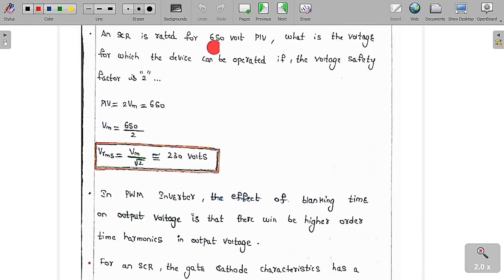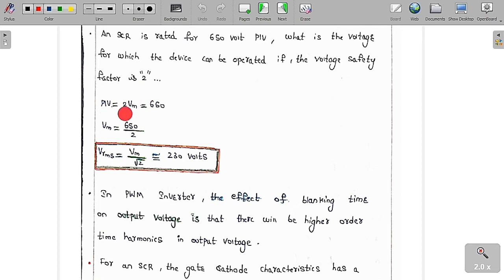An SCR is rated for 650 volt PIV. An SCR is rated for 650 volt peak inverse voltage. What is the voltage for which the device can be operated if the voltage safety factor is 2? Listen carefully. An SCR is rated for 650 volt PIV. What is the voltage for which the device can be operated if the voltage safety factor is 2?